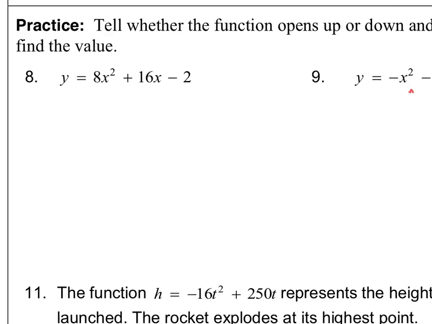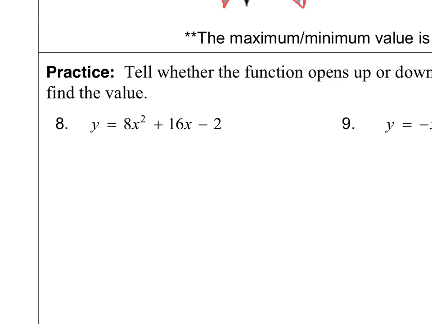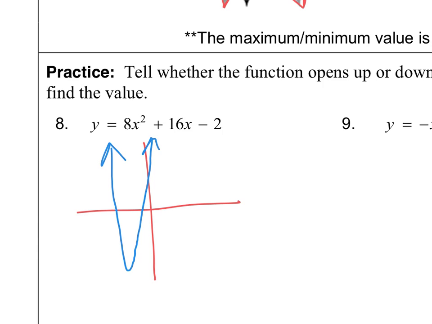So the last thing we need to do then is just determine if these open upward or downward, and if it's a minimum or a maximum. So number 8, I'm going to put into the y equals key. So I'm putting 8x squared plus 16x minus 2, and I'm going to graph it. And I'm going to sketch my graph right here. Looks like it kind of does this sort of thing. Okay, so is this one opening up or is it opening down? Well, my arrows right here are pointing up, so I know that this one opens up.